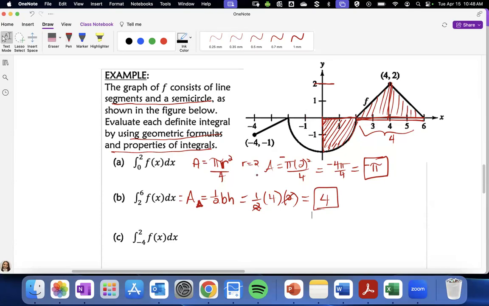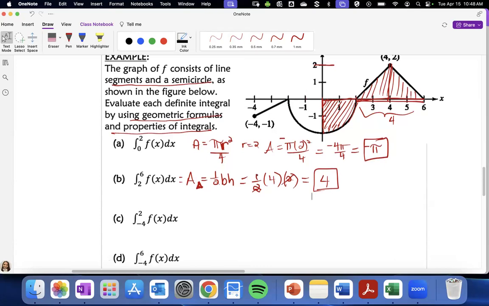Okay. Let's do another one. Letter C. -4 to 2. Do you guys want to give it a shot? Or do you want me to go over it right away? Any preference?